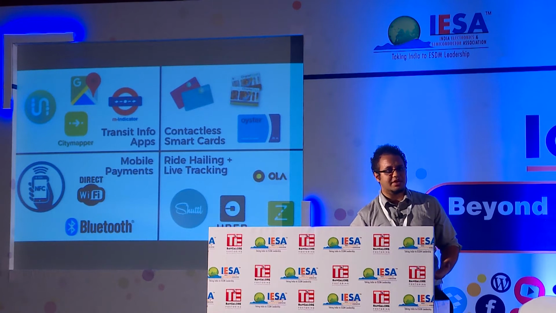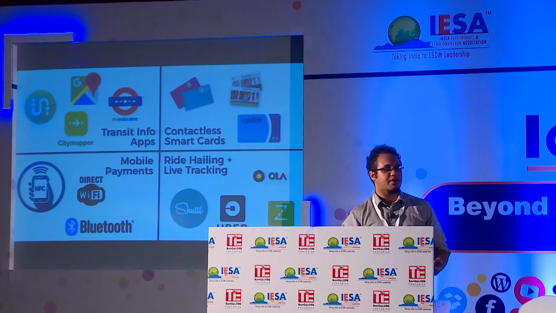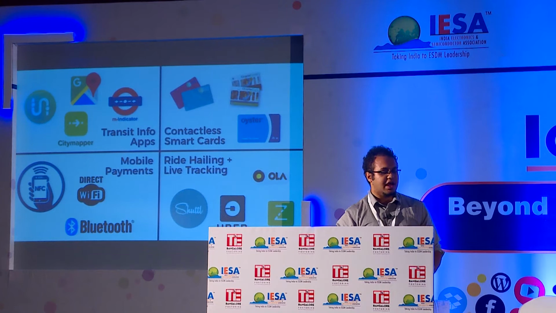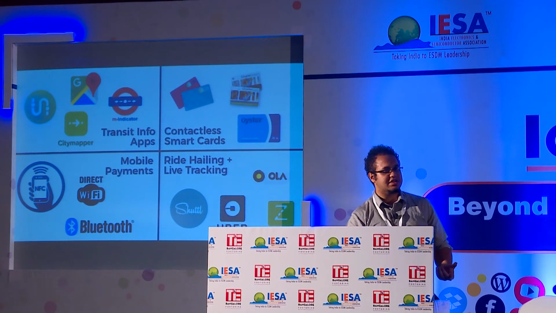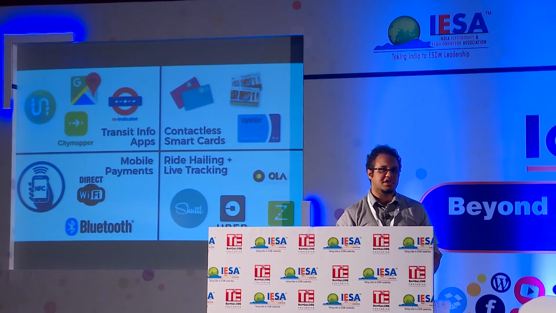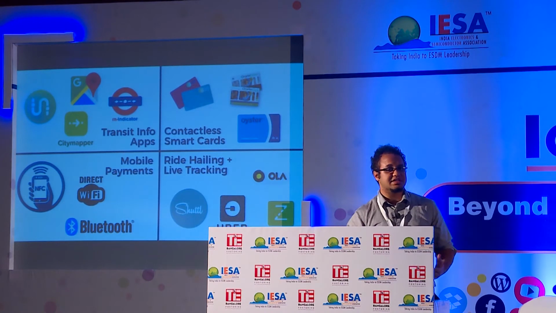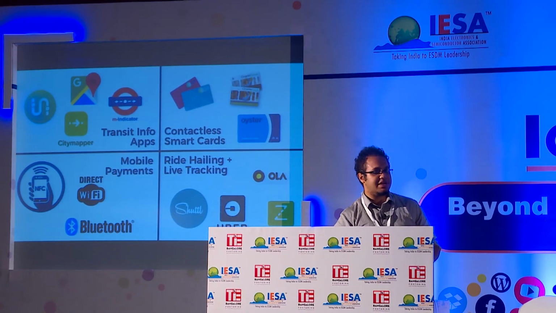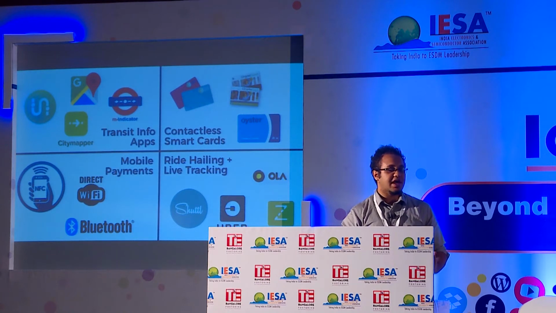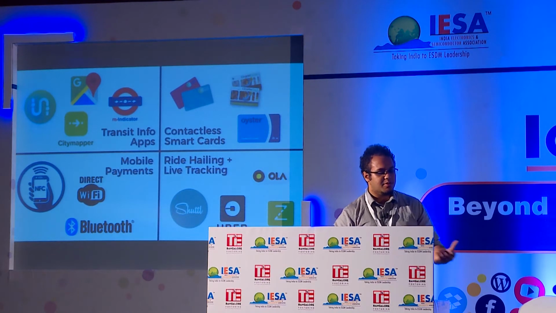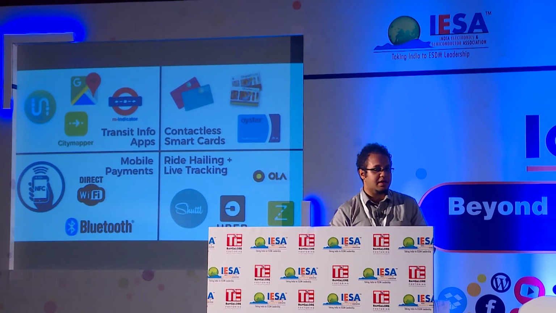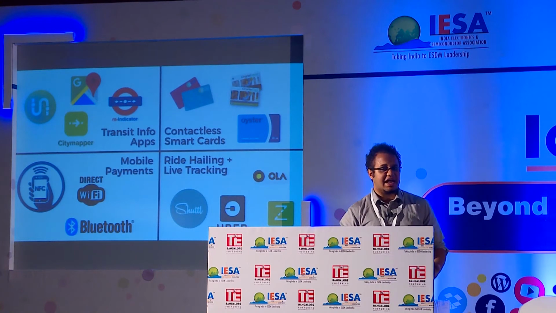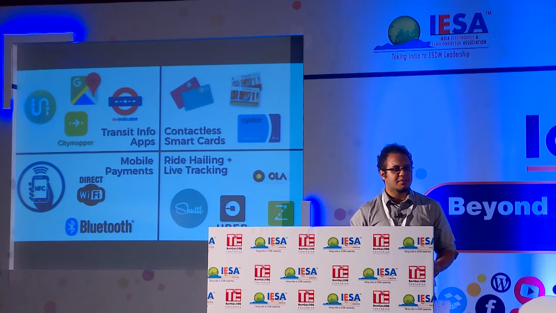Then you have mobile payments, where you can use a mobile phone to make payments at different points of transit. The problem with these is that they use technologies which require a lot of friction in pairing up, or they require special hardware like NFC. They're not really ubiquitous, so they're not standardized across different phones, and especially for a place like India, they require internet connectivity, and they don't work on legacy phones. So mobile payments are, again, an inferior choice. Then you have ride hailing and live tracking, which is the information part of it.